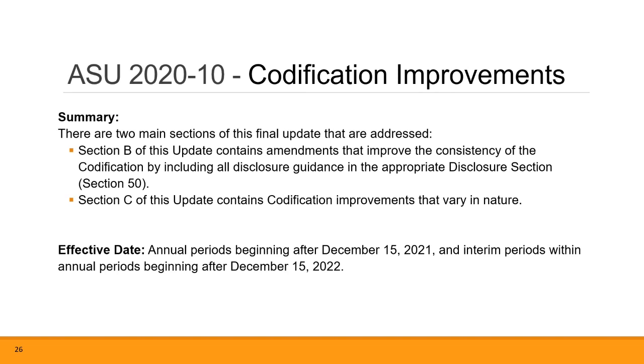The board decided that the types of issues it will consider through this project are changes to clarify the codification, again, or correct unintended application of guidance. Again, not expected to have a significant effect on current accounting practice or create a significant administrative cost to most entities. So there are two different sections covered here in this ASU for codification improvements.